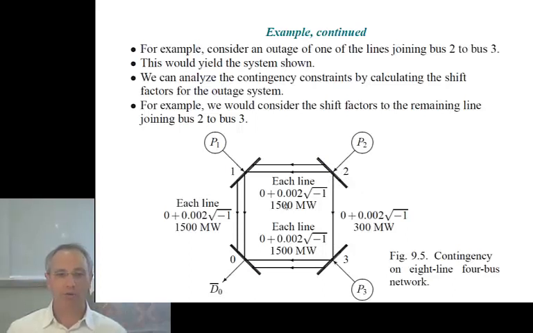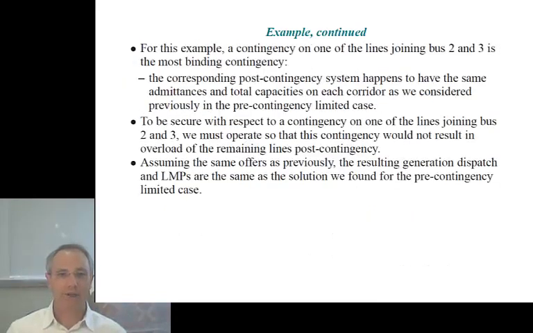It turns out, because of the way I chose the impedances and the ratings, a contingency on one of the lines joining bus 2 to 3 is the most binding contingency, and the corresponding post-contingency system happens to have the same admittances and total capacities on each corridor as we considered previously in the pre-contingency case. In other words, we can reuse the shift factors. In general, you'd have to calculate them for the post-contingency case.